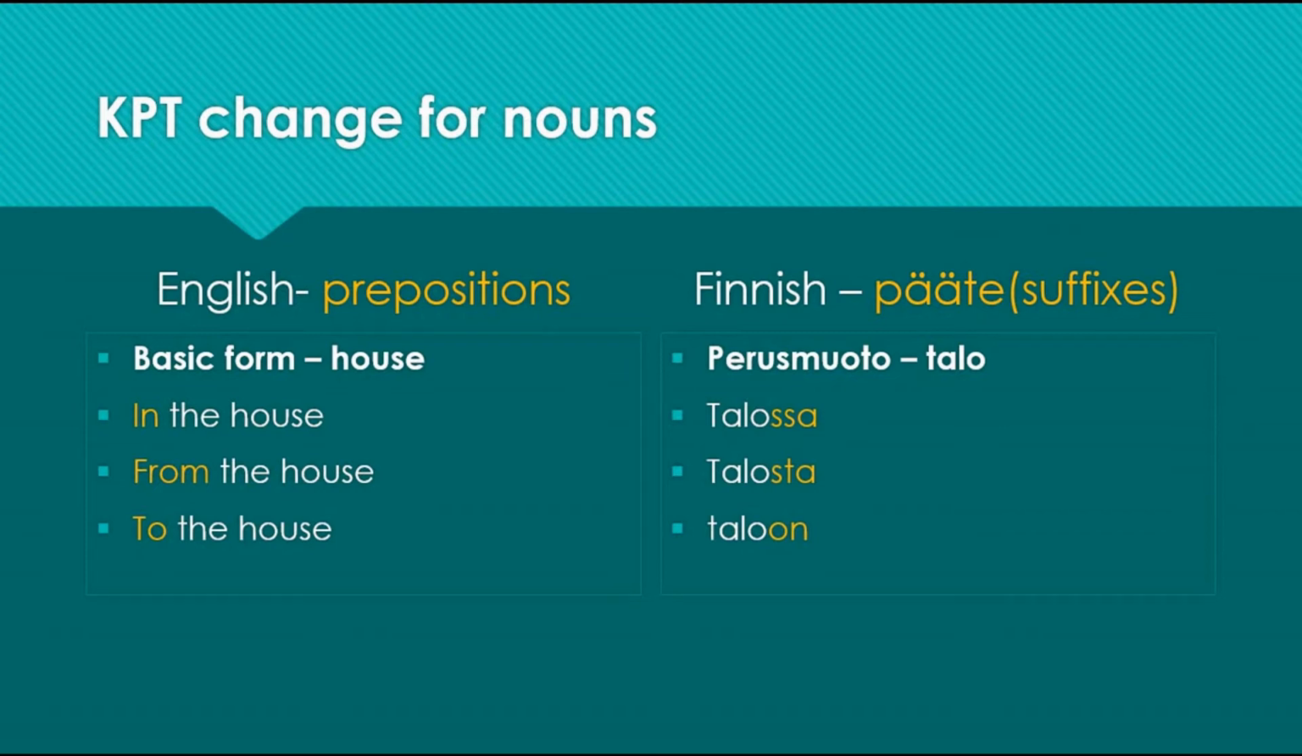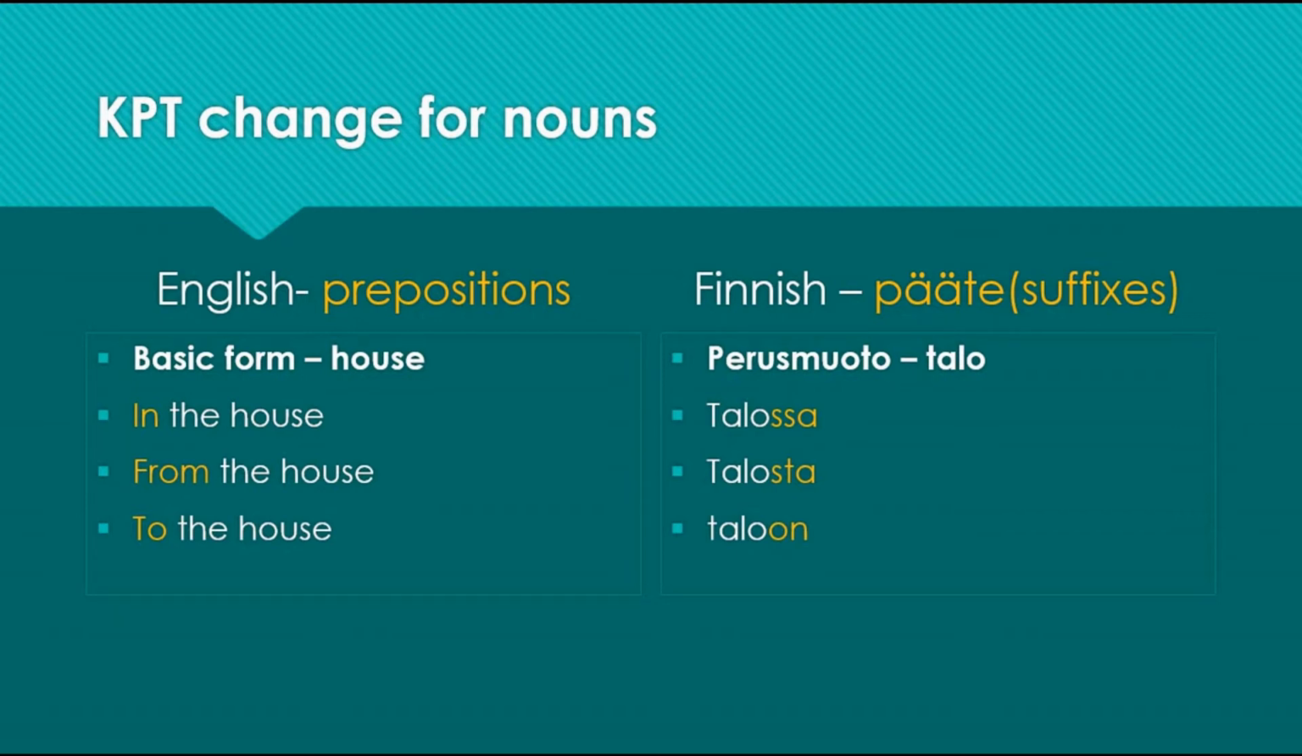In the Finnish language, instead of prepositions like in, from, to, they use suffixes. Suffixes means something added to the end of the word. For convenience, I compared the Finnish word with the English word so you can understand it easily. This is a very simple example. Here the perusmuoto or basic form is talo.